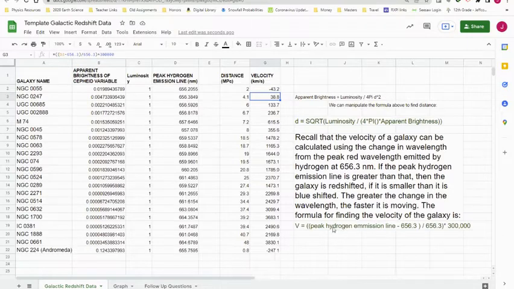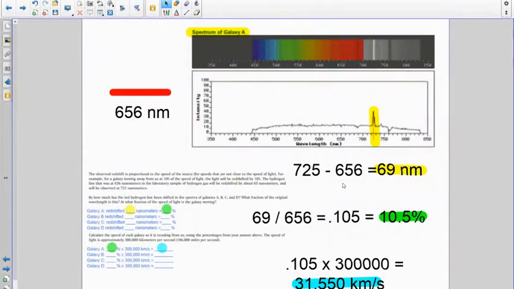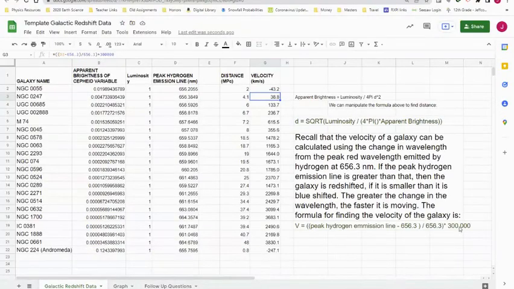Okay. I just want to come over here for a quick second and just call your attention to this, because this is exactly what you guys did for the galaxies A through D and the other activity. And so if I call this back up, you'll see that what did we do? We identified the difference in the hydrogen emission line. We then took that as a percent by dividing by 656, and then we multiplied by 300,000. And that's exactly what you're doing in this formula right here, and that's where these velocities come from.